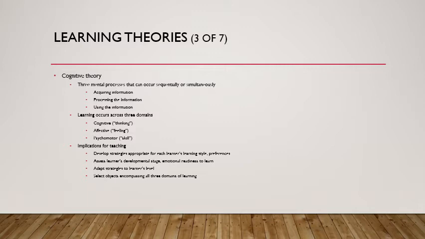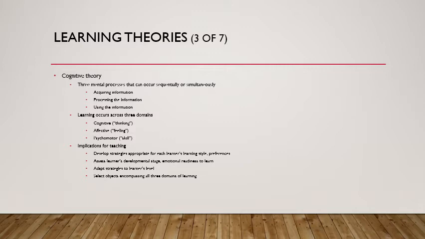So these are your three domains. Three mental processes that can occur sequentially or simultaneously. They're acquiring information, processing that information, and then using that information. So learning occurs across the three domains: the cognitive, which is the thinking; the affective, which is the feeling; and the psychomotor, which is the actual skill.